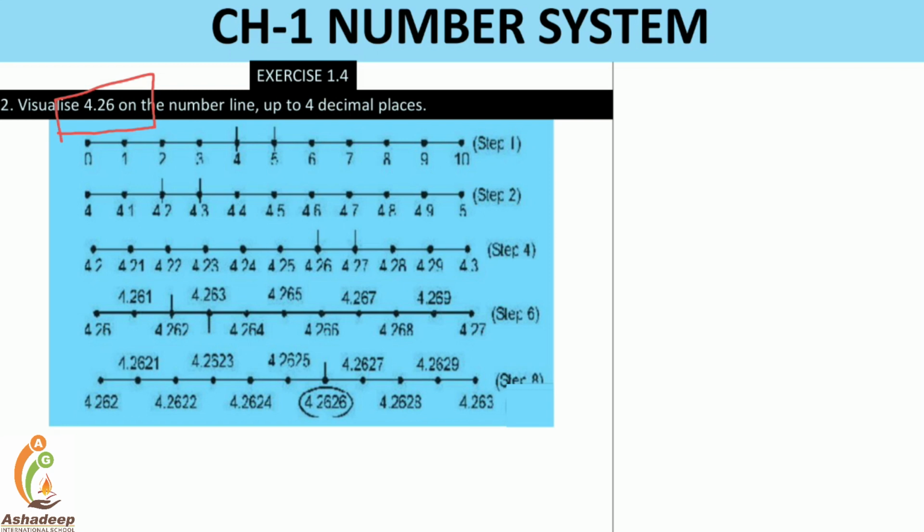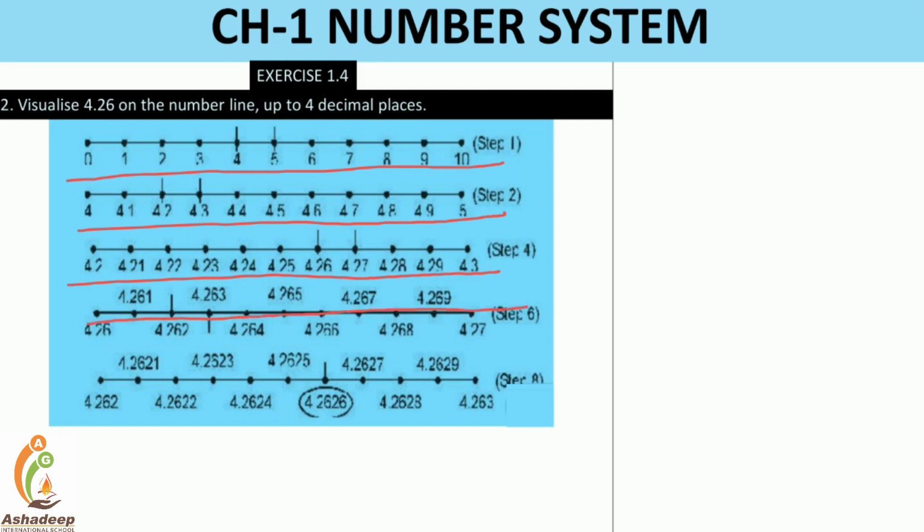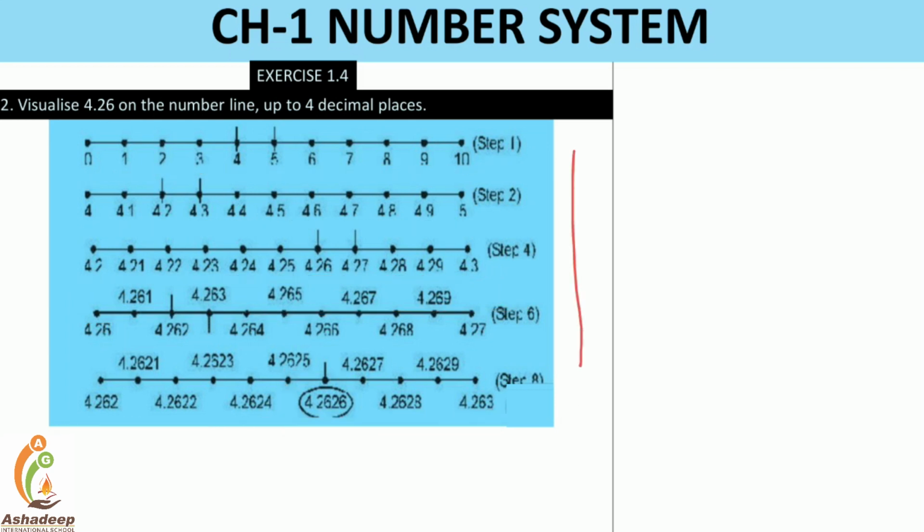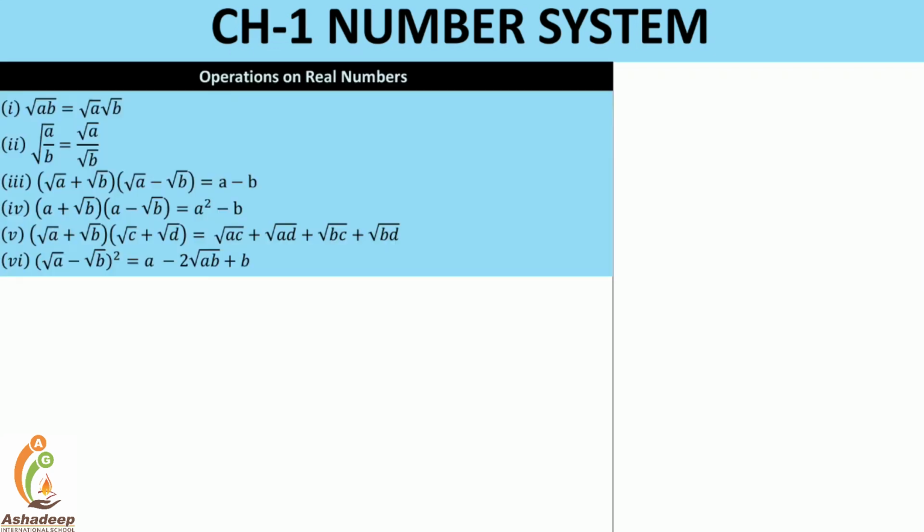Visualize 4.26 on the number line up to 4 decimal places. Up to 4 decimal places means what? This is the 1st decimal place, 2nd decimal place, 3rd decimal place, and this is the 4th decimal place. So this is going to be 4.2626. Just follow these steps, it's easier. You can do it on your own.